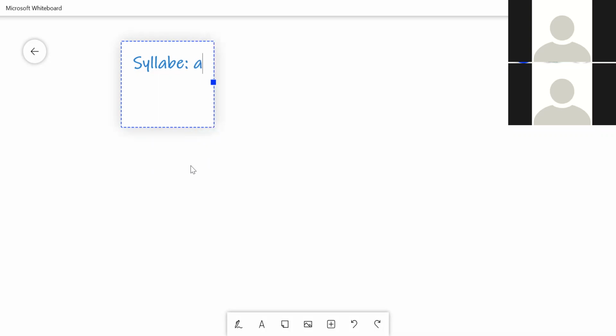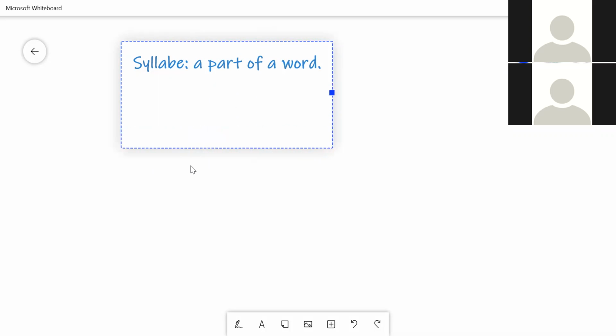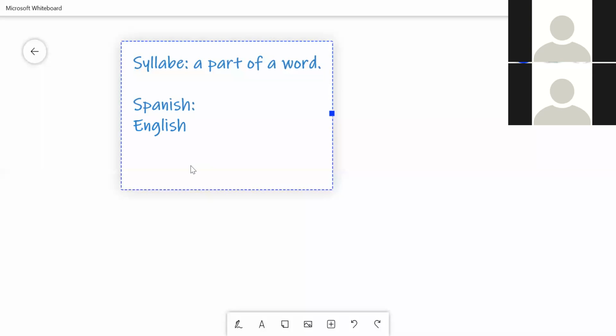Okay, now I wanted to clarify this. Remember, a syllable is a part of a word, okay? A syllable is a part of a word. Now, syllables in English are not the same as syllables in Spanish. In Spanish, we normally divide syllables by letters, okay? For example, look at this. Spanish, and we're going to give an example of English also.